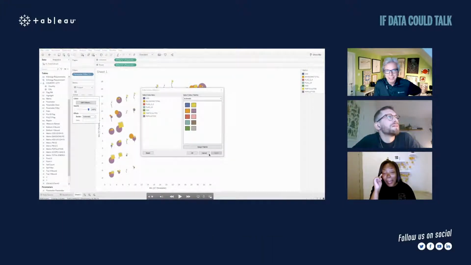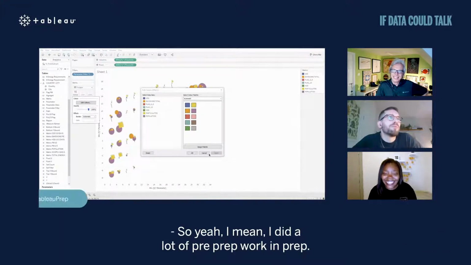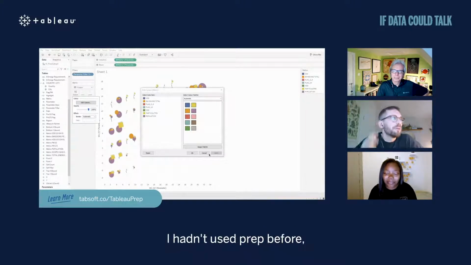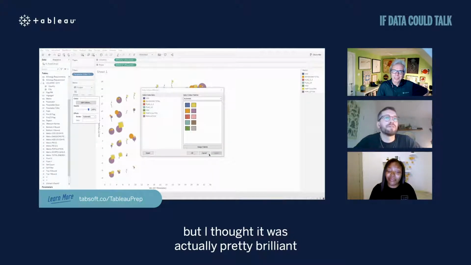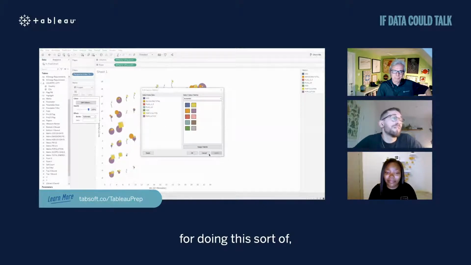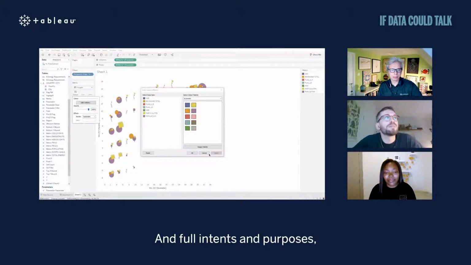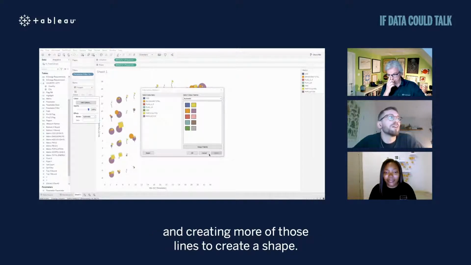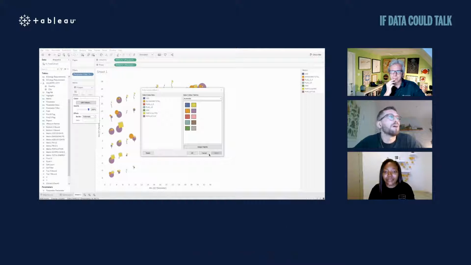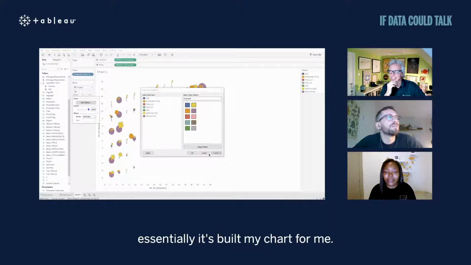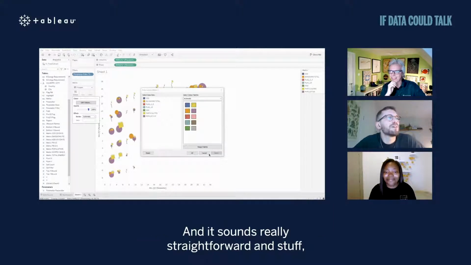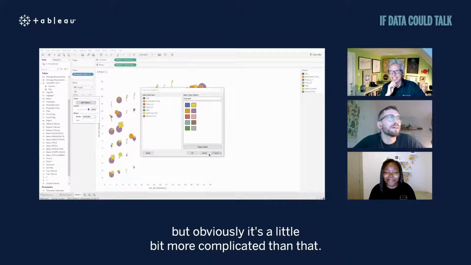What just happened? So I did a lot of pre-prep work in Prep. I hadn't used Prep before, but I thought it was actually pretty brilliant for doing this sort of scaffolding, isn't it? Because what I'm doing there is creating a bunch of shapes, and for all intents and purposes, all you're doing is taking one line and creating more of those lines to create a shape. It's relatively straightforward, but you get this lovely effect where essentially it's built my chart for me. And it sounds really straightforward, but obviously it's a little bit more complicated than that.